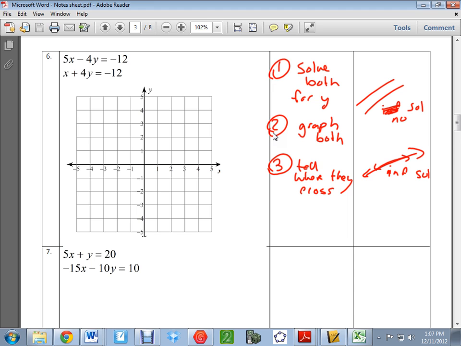So when I go to graph this, what should I do first? Or solve it? What does it say? Tell where they cross. Yeah. First equation, what should I do to solve it? Minus 5x from both sides. This will get me -4y is equal to -5x minus 12. Now what?